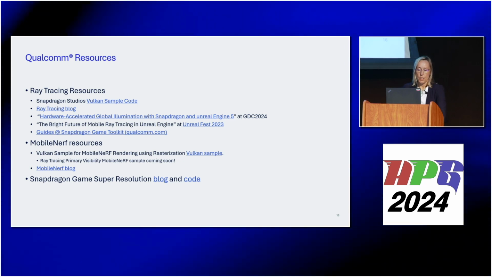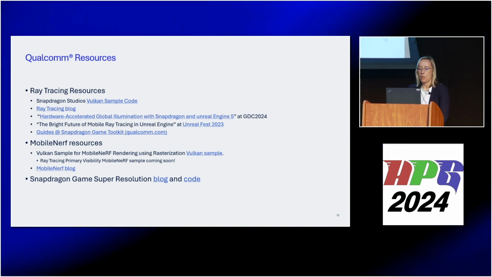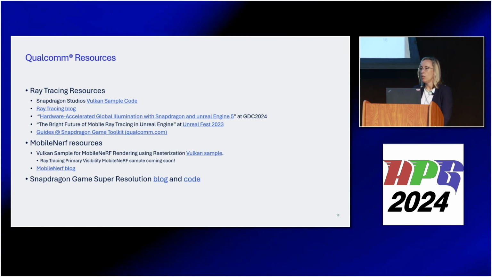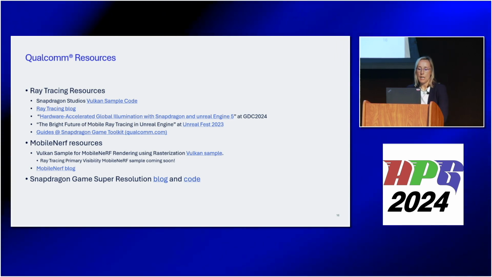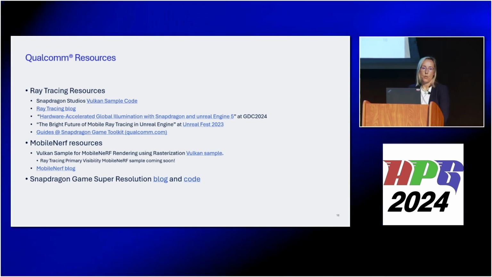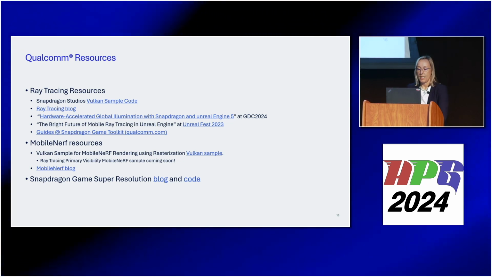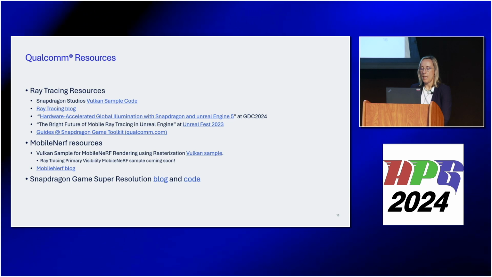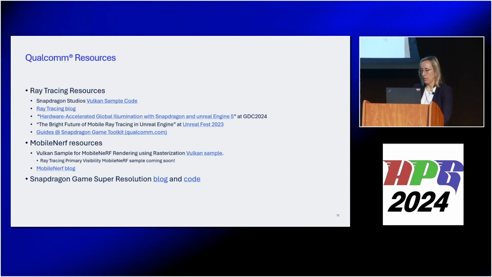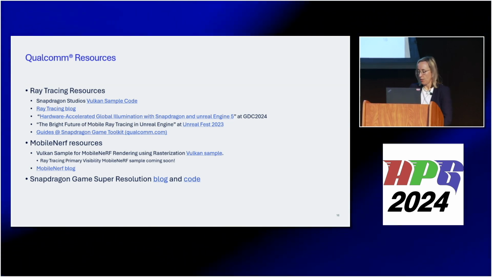Some mobile NeRF resources. As I said, we have released our rasterization Vulkan sample. You can find that on Khronos' GitHub. We're hoping to release the ray tracing sample as well soon, so stay tuned for that. And then for Snapdragon Game Super Resolution, there are resources for the blog and the code.